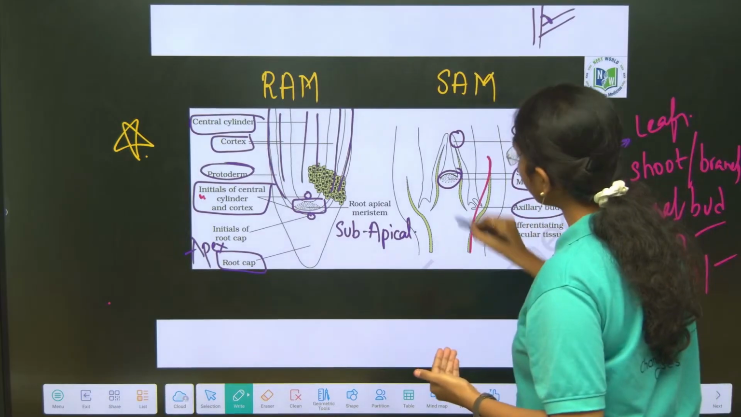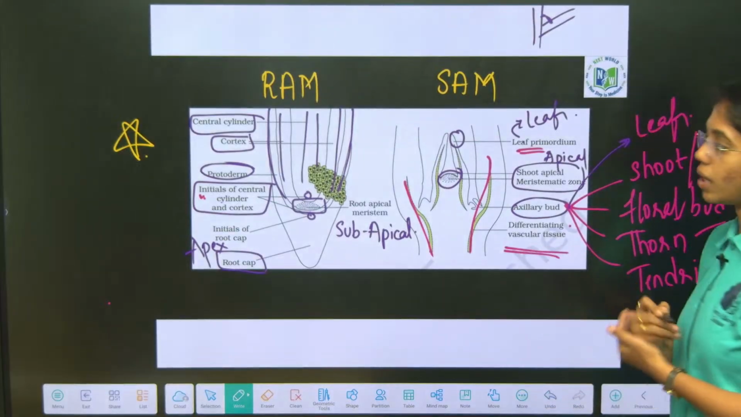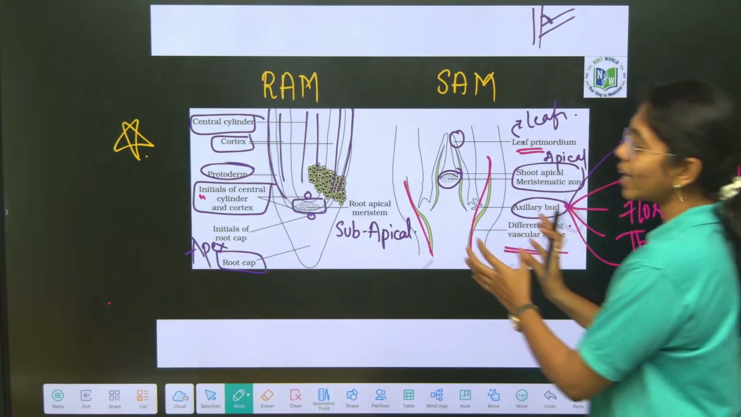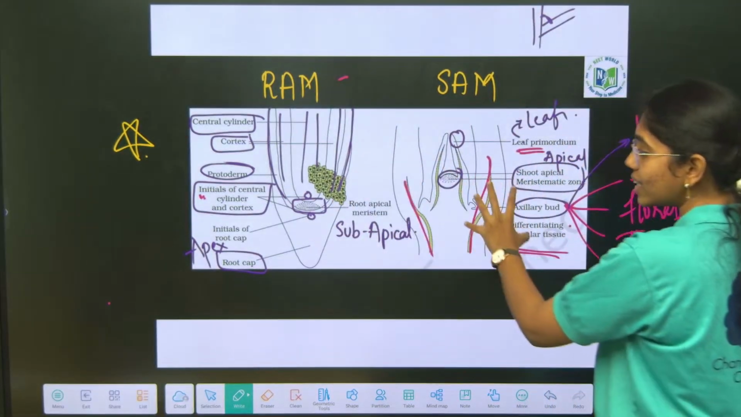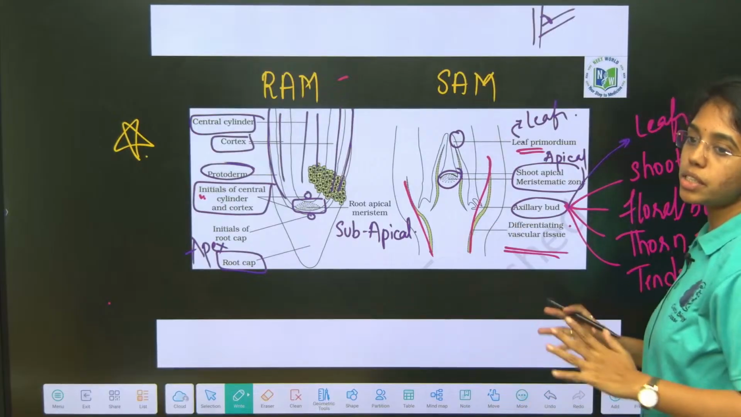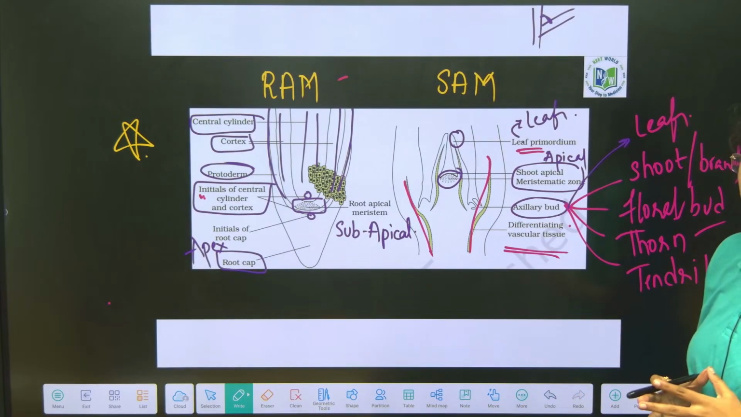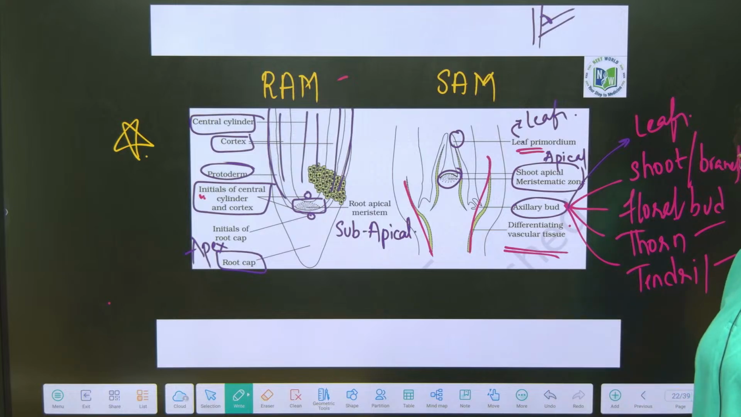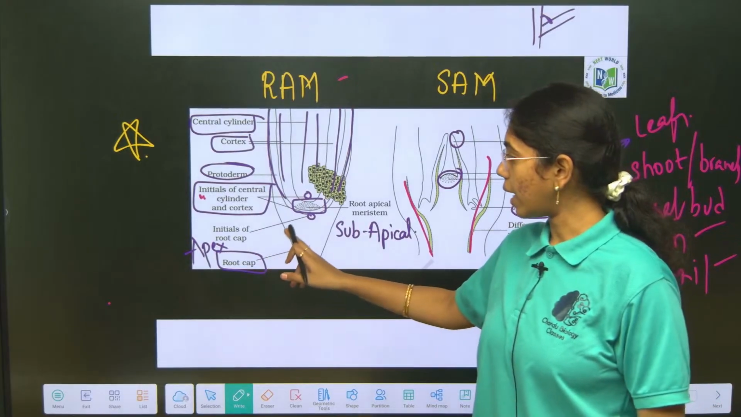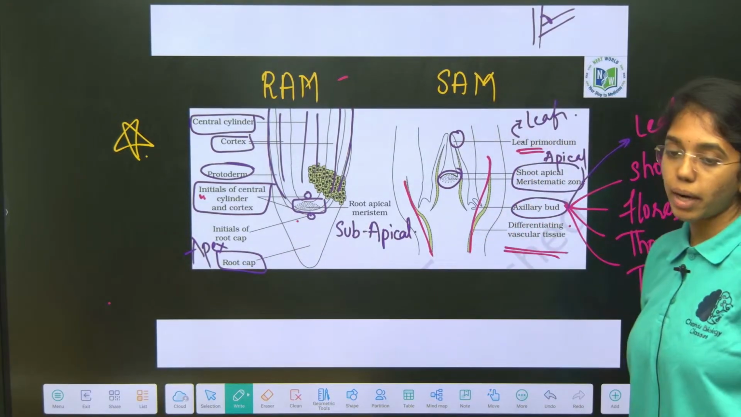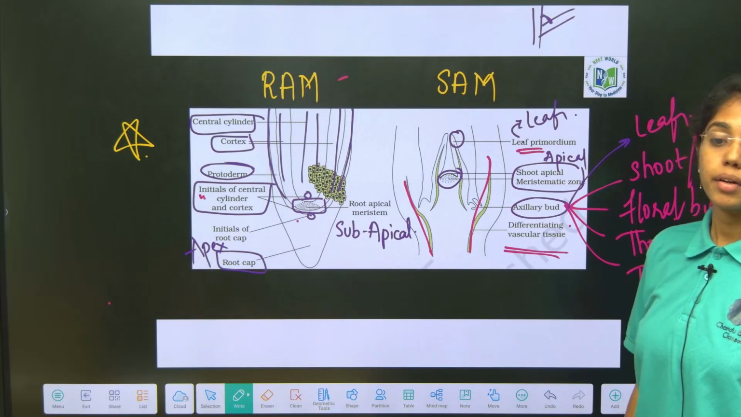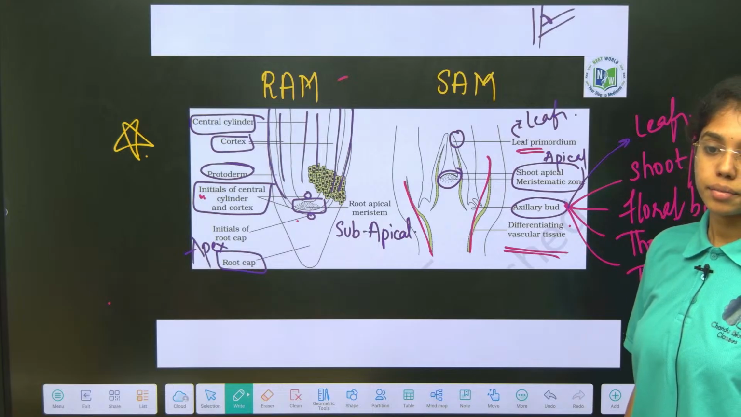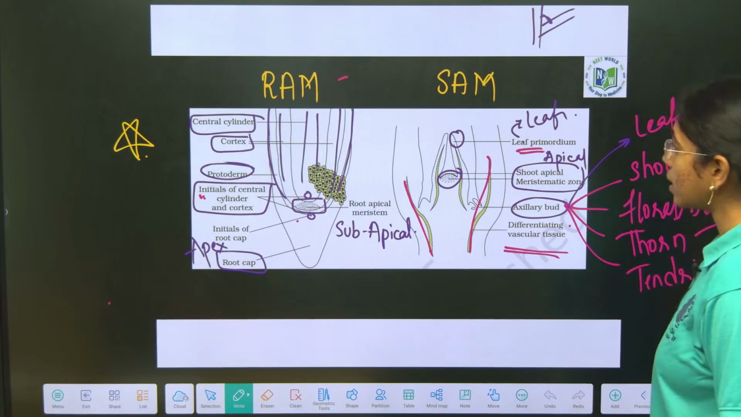And at the center you have what? Differentiating vascular tissue. Nowhere else will you get a clear explanation of root apical meristem and shoot apical meristem. If you understand this clearly, then tissue systems will be easy for you. Clear? Any doubt anywhere? Is the diagram clear to you? If you have NCERT, take a note then and there. Root apical meristem is present at the subapical region, shoot apical meristem at the apical region. Turn to the pages in front.